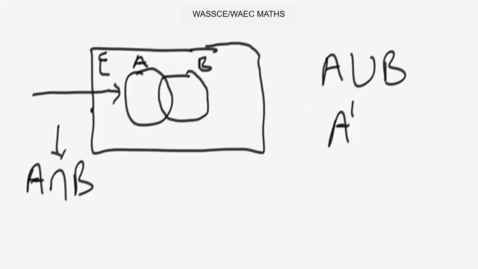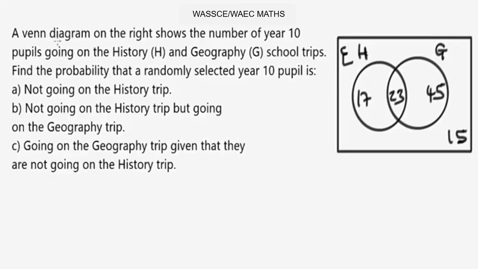Let's write this. Okay guys, now let's look at this question, a typical probability question we're going to solve using Venn diagrams and sets. The question says a Venn diagram on the right, which is this Venn diagram, shows the number of year 10 pupils going on the history and geography school trips. Find the probability that a randomly selected year 10 pupil is A, not going on the history trip, B, not going on the history trip but going on the geography trip, C, going on the geography trip given that they are not going on the history trip.